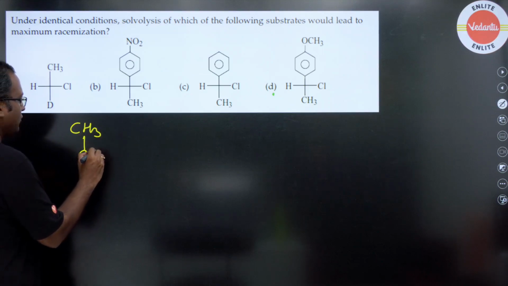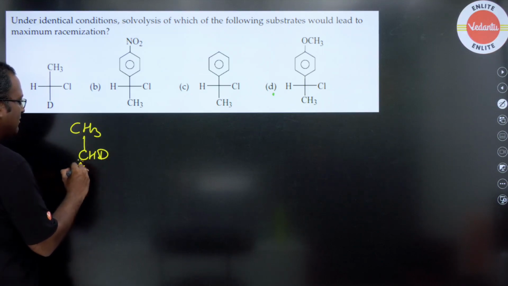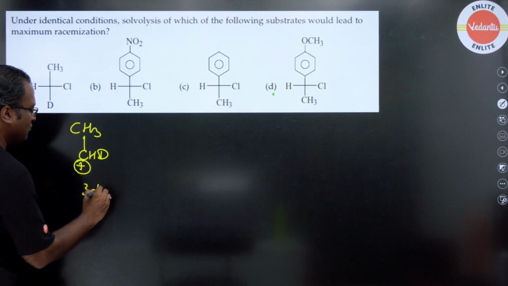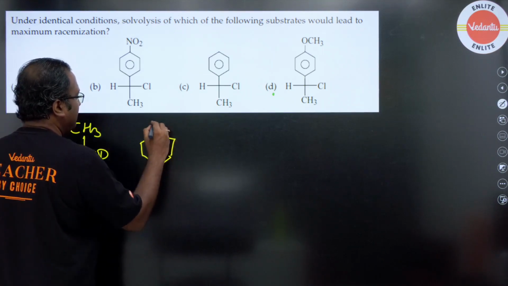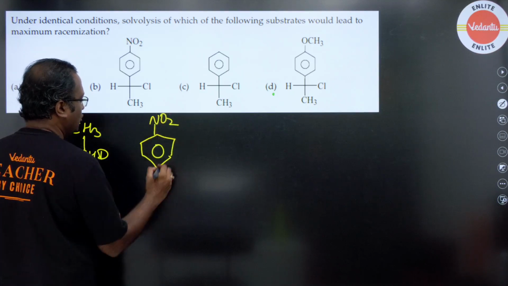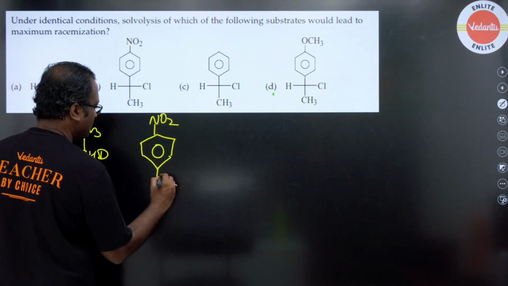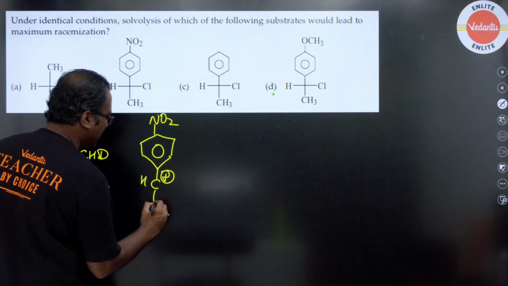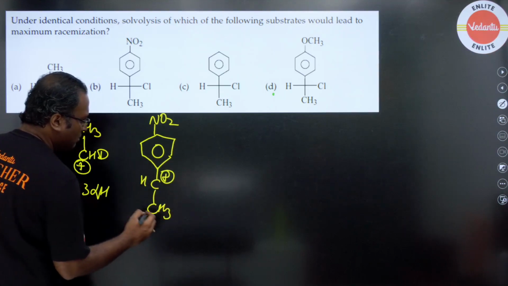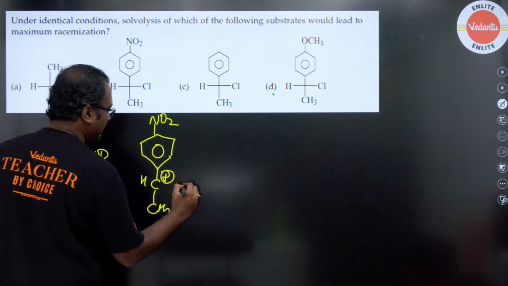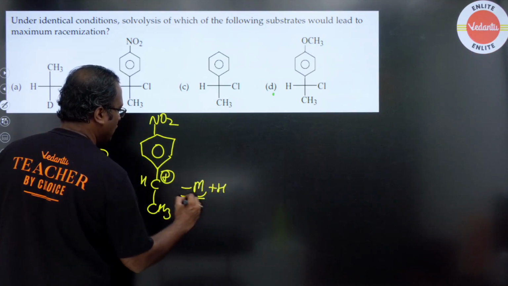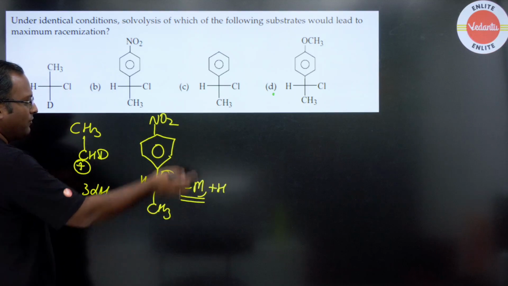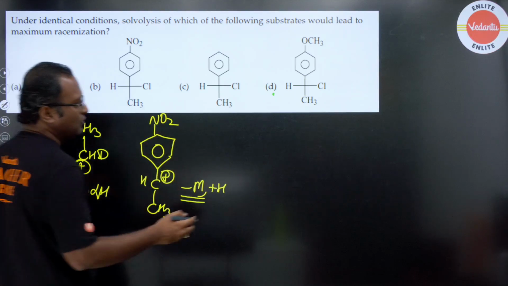In the first case, what do we have? We have this carbocation that has 3 alpha hydrogen. In the second case, we have a benzene ring with a withdrawing group attached, that's NO2, and we have a CH3. So we have a minus M group and we have plus H. M effect dominates over H effect. So overall this is a destabilized carbocation.